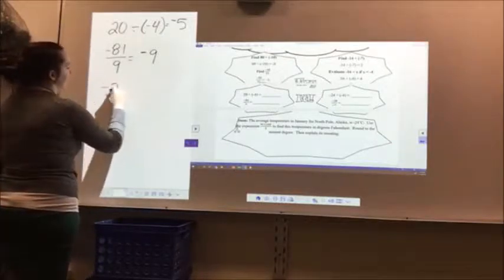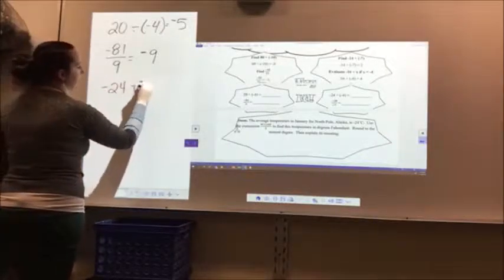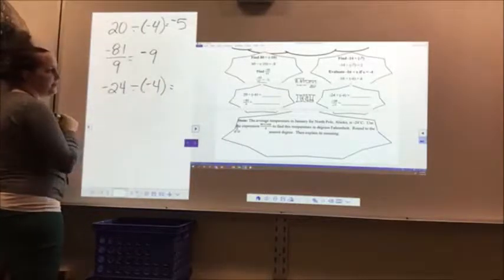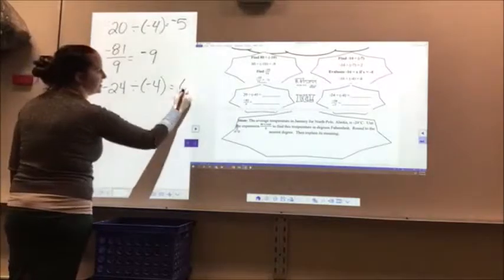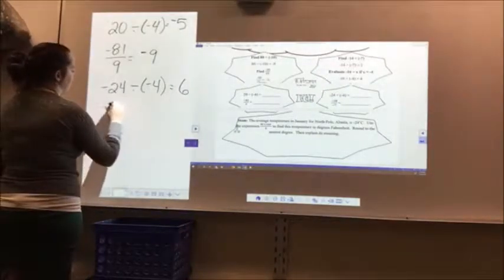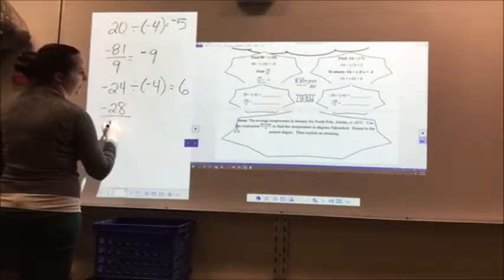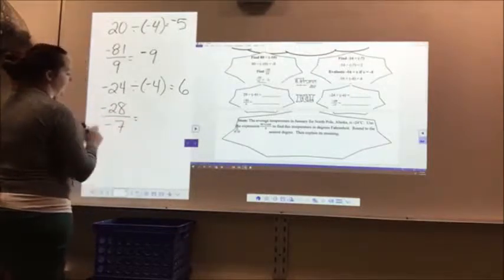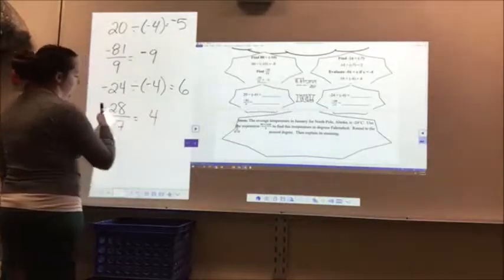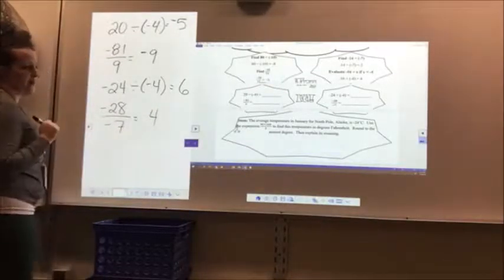Next I have negative 24 divided by negative 4. Two negatives, 24 divided by 4 is 6, so my answer is positive. Then I have negative 28 divided by negative 7. 28 divided by 7 is 4. Two negatives, so my answer is positive.